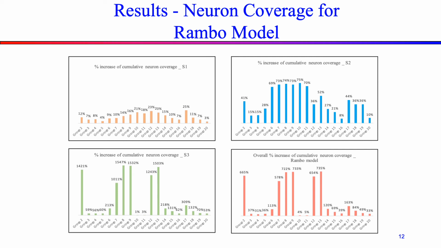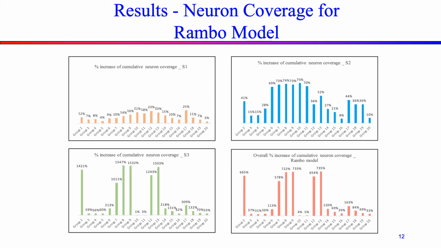We observe that the T-way test achieved a significant increase in neuron coverage for the submodel S3. Out of the 19 groups, T-way tests generated for 11 groups achieved more than 100% increase in cumulative neuron coverage, among which 6 groups achieved more than 10 times increase in their respective cumulative neuron coverage, especially group 2, group 7, group 8, group 9, group 12, and group 13.